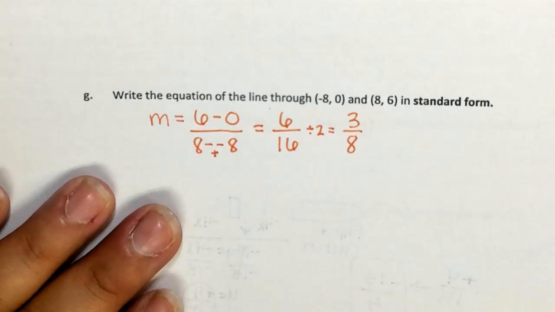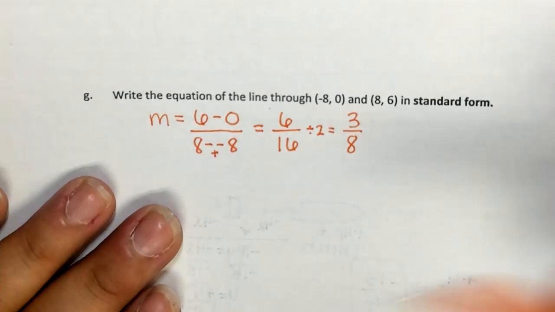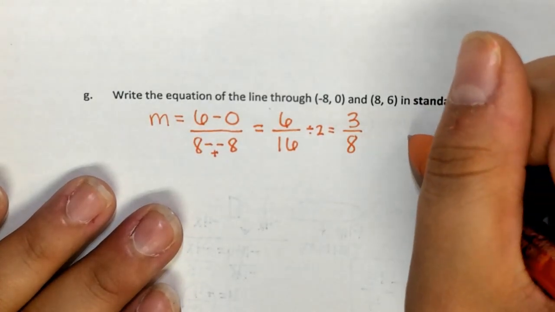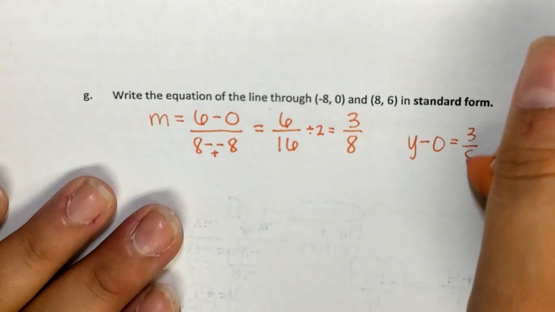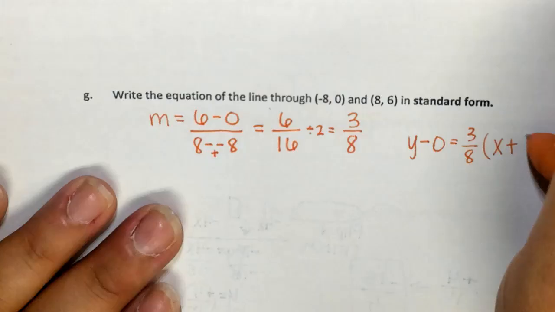Now what? Put it into point slope form. Which point do I use? It honestly does not matter. You can use whichever one you want. I am going to use the first one, but you can use either one. Okay? So I'm going to do y minus 0 equals 3/8 x plus 8.